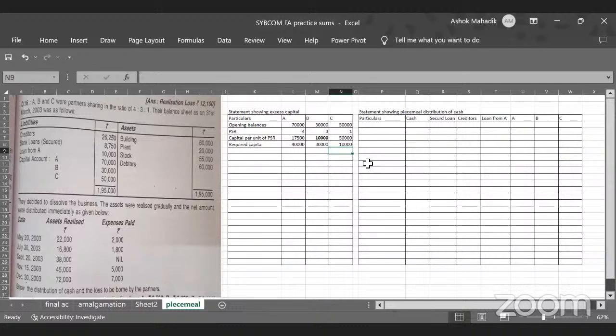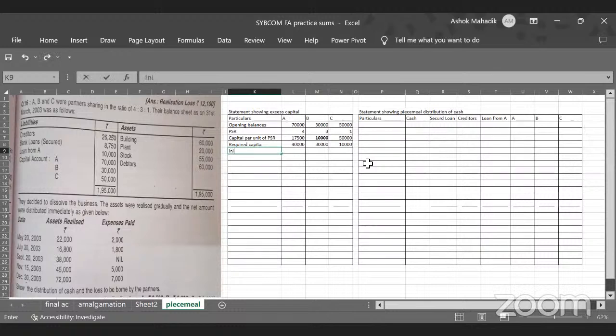Now we have to see which partner has brought the least capital per unit of profit share. So we can see that B has the least per unit capital. It's 10,000. So accordingly, how much should the other partners have brought in capital? A should have brought in 10,000 into 4 shares, 40,000. B, 10,000 into 3, 30,000. And C should have brought only 10,000 because he is getting only one share, and per share B has contributed only 10,000. Clear? So now we'll get the excess capital.